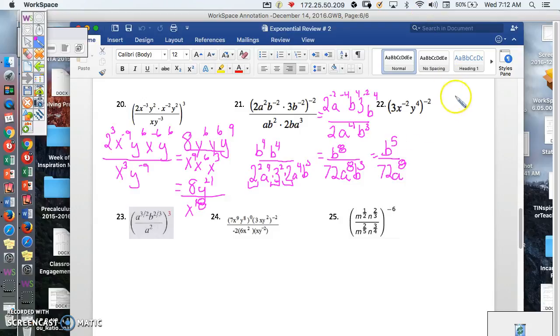Ooh, these are some long ones. Looking at this next one, this one's a little bit easier. 3 to the negative 2, x to the 4th, y to the negative 8, and we flip. x to the 4th, 3 to the positive 2, y to the 8th, and we know 3 squared is 9, so x to the 4th, 9y to the 8th. I'm going to stop it here, and then you can start with the second half on number 23.